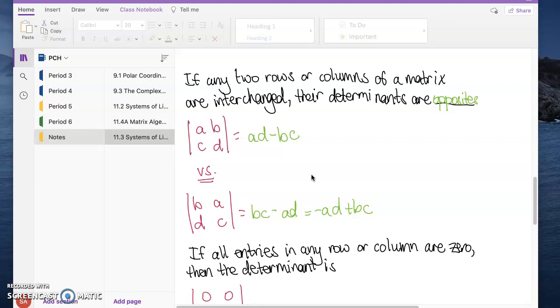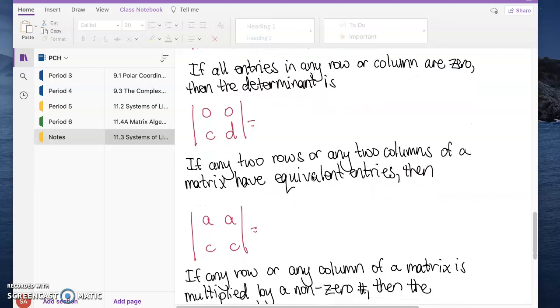Okay, if all entries in any row or column are 0, then the determinant is, you can probably figure this out just by looking at it, right? If I go multiply across minus multiply across, I end up with 0.